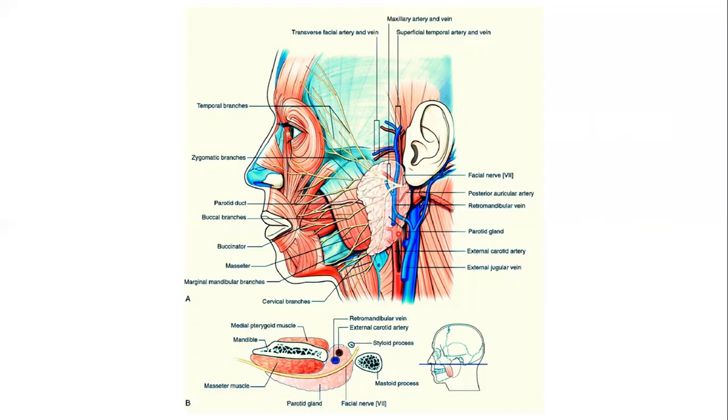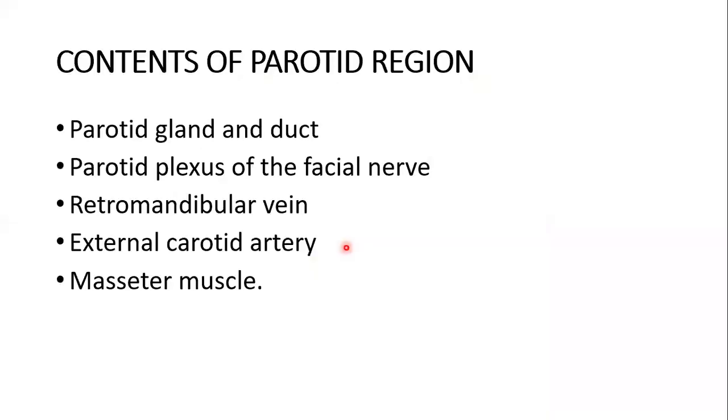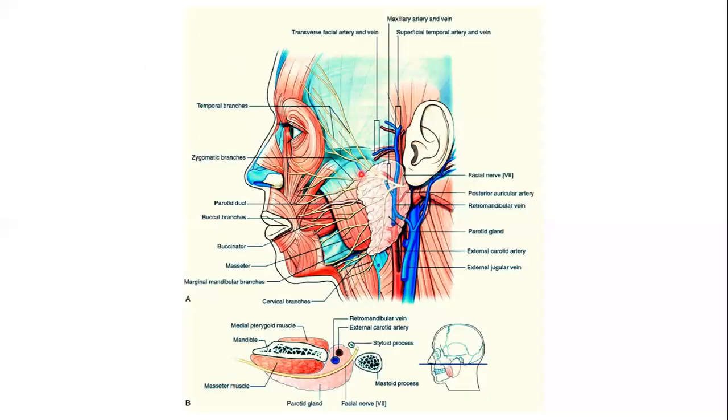And then inferiorly, the boundary is the apex, and this is part of the inferior border of the mandible and the angle of the mandible. So these are the boundaries of the parotid region. As we move on, what are the contents of the parotid region? I told you the most important content is our parotid gland, one of the salivary glands. The other salivary glands are the submandibular and the sublingual salivary glands.